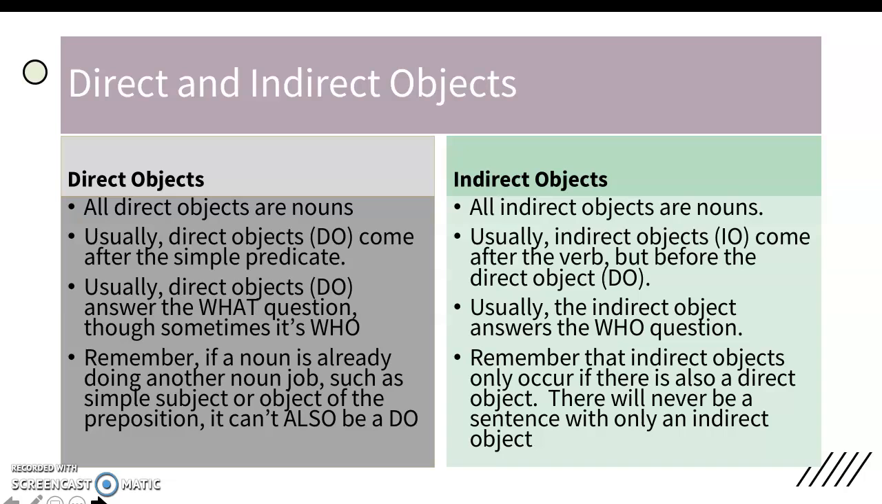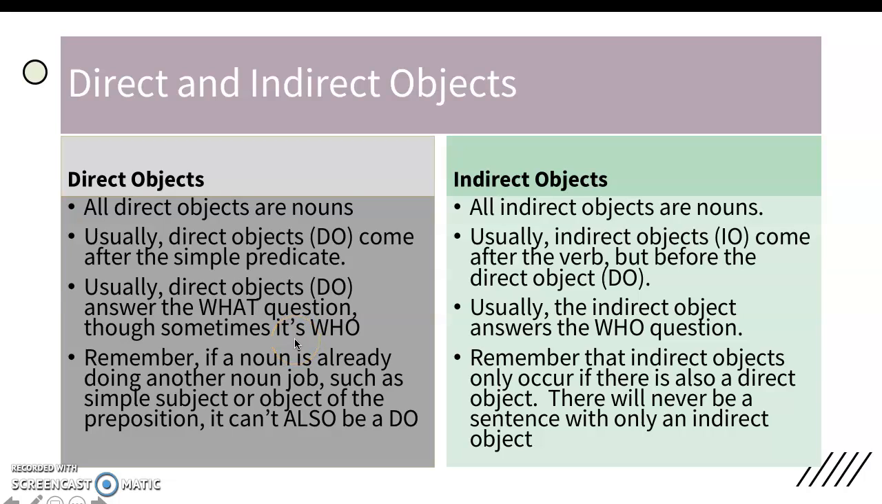An indirect object answers the who question. And an indirect object can only occur if there's also a direct object. There will never be a sentence with only an indirect object. Okay? So, if you're looking for a direct object, it's going to answer the what question most often, although sometimes it's the who question. But if there's only one noun after the simple predicate and it answers the who question, it's got to be a direct object because you can't have an indirect object without a direct object.